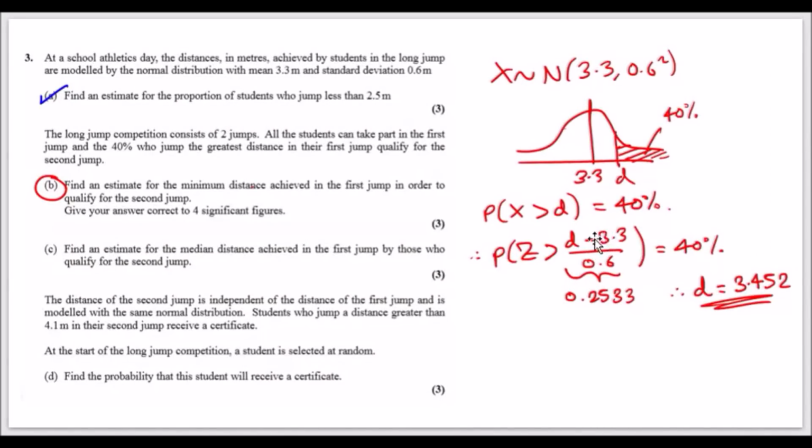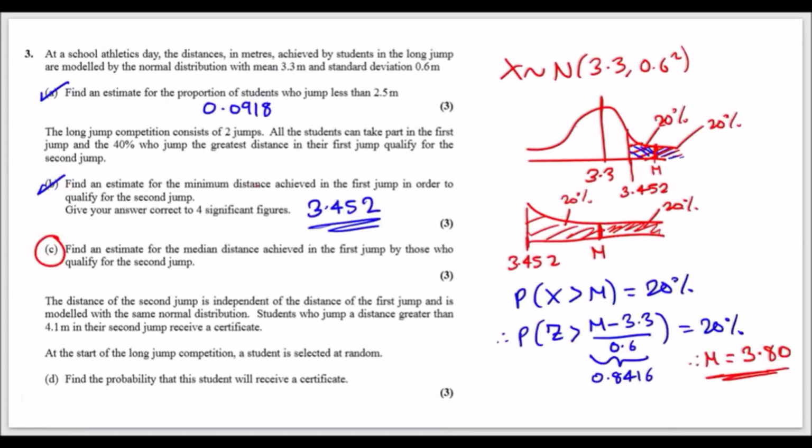Now plug that in, 2.533. All we do is say, okay, this entire quantity must equal this value. So now we just solve this: times it by 0.6 plus 3.3, and we should get a D value of 3.452. If this is not clear, let me know in the comments if you want me to actually show you an equation with this. Otherwise, let's keep going.